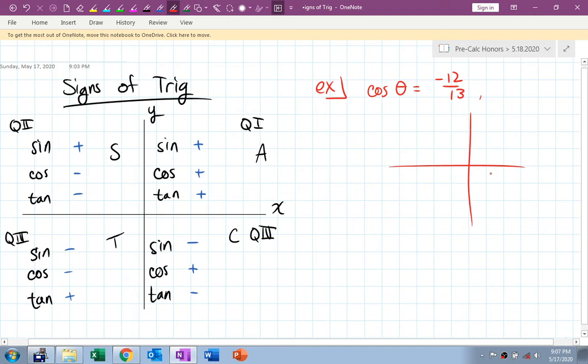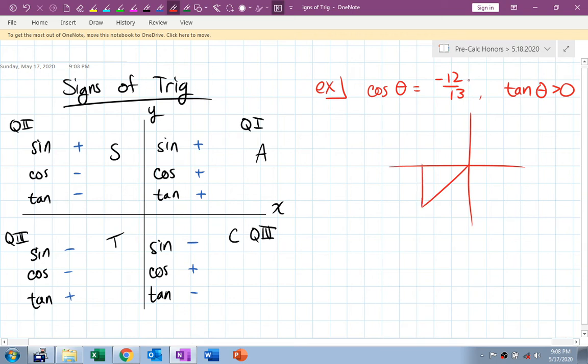So I have to give you more information, right? I could say cosine of the angle is -12 over 13, and I could also say the tangent is greater than 0. Tangent being greater than 0 means tangent's positive. So therefore, I am in the third quadrant because of this second condition. So I know I'm in the third quadrant. I can draw my triangle.